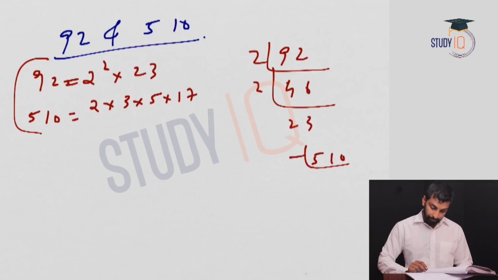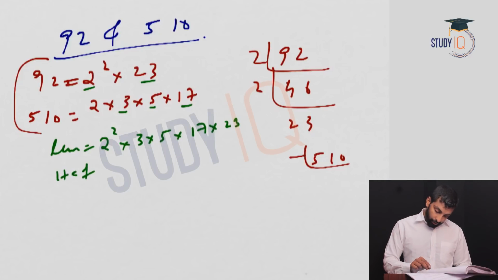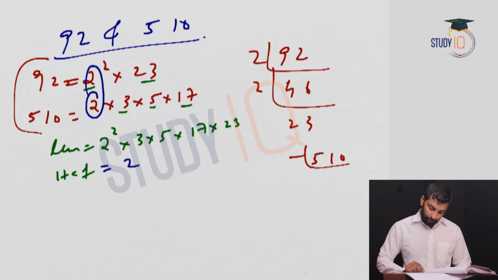Then what is your LCM? For LCM, you take all the numbers involved, 2 square. So LCM is equal to 2 square into 3 into 5 into 17 into 23. That's your LCM. What is your HCF? What is common? Only 2 is common, right? Here and here. So HCF is 2.